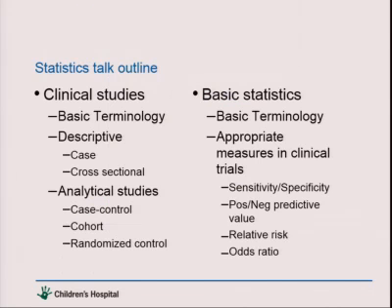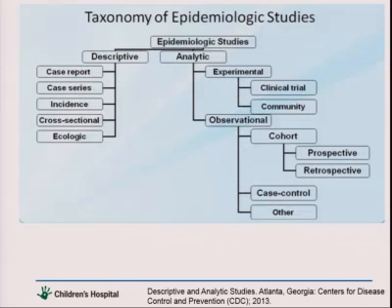The talk is divided into two. One, we're going to talk about clinical studies. We'll go over a little bit of the basic terminology, then go into some of the descriptive types of studies like the case series, and then go into the analytics like the case control, cohorts, and trials. And then go over some of the basic statistics that you're going to be asked to do from an American Academy of Pediatrics exam content. So sensitivity, specificity, predictive values, odds ratios, etc.